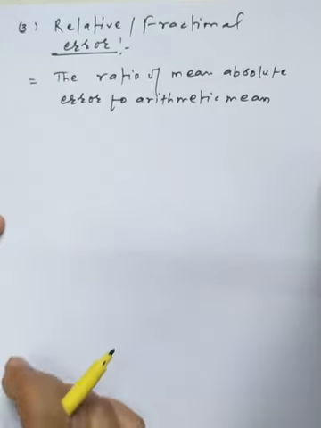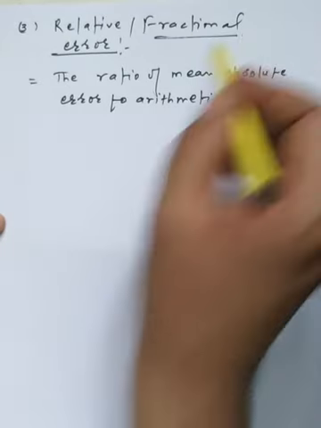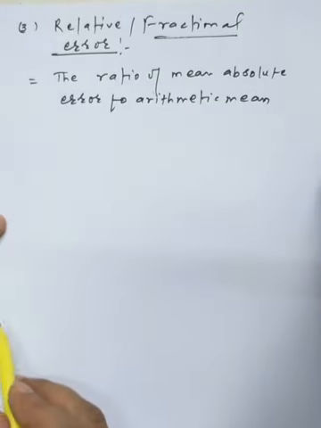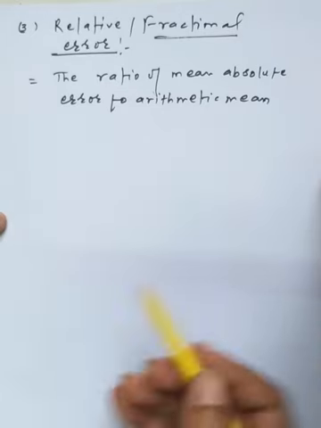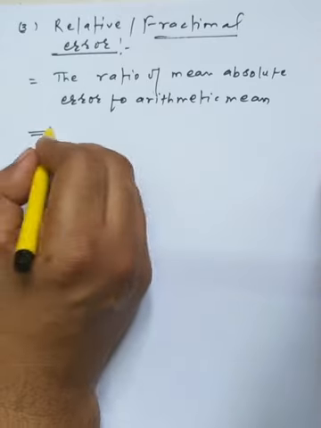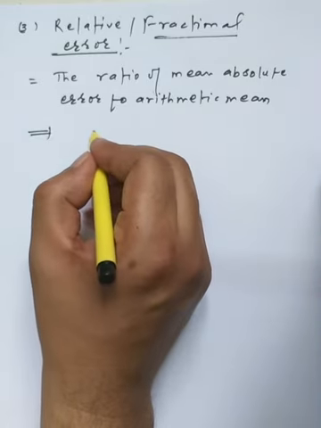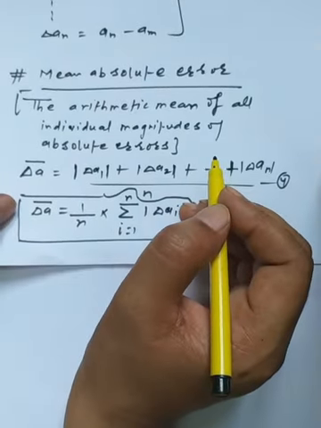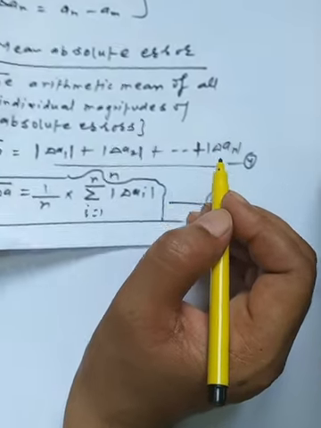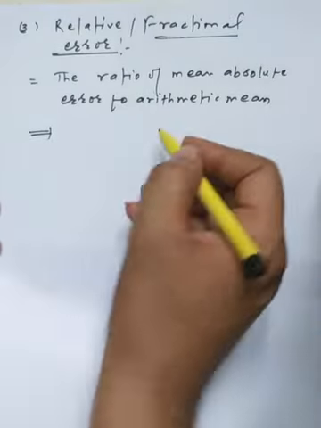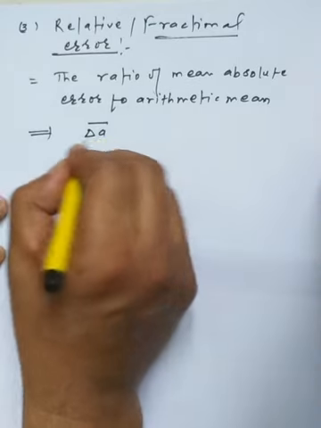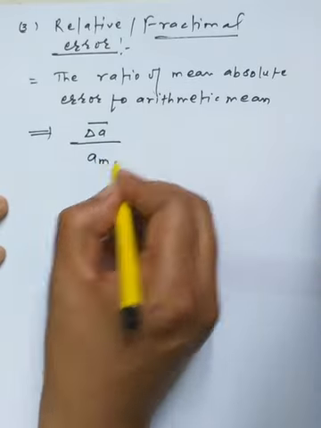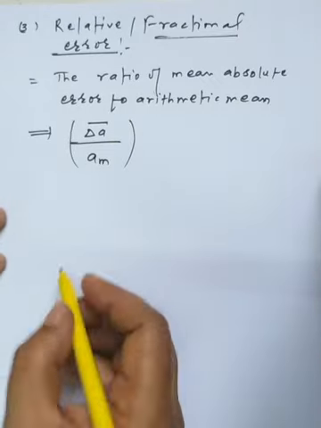So dear students, we have the next term that is called the relative error or the fractional error. So actually we have got two values. First is the mean absolute error, and the other is the value of the physical quantity, that is the arithmetic mean or the true value we have. Now what we are doing is getting the ratio of the mean absolute error, that is delta A bar, to the arithmetic mean, which gives the actual value of the physical quantity. So it is simply the relative or the fractional error we have.